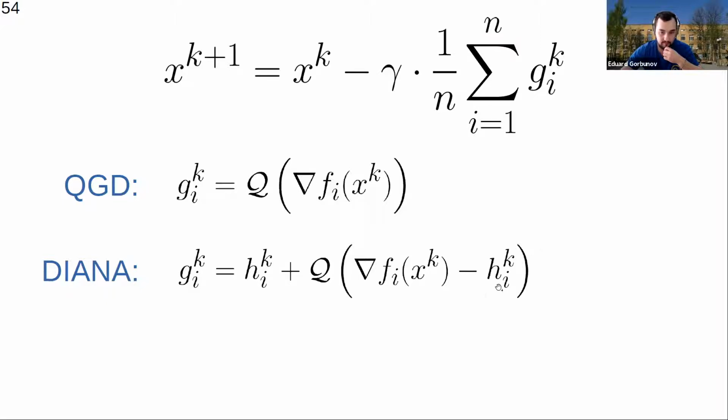And the main intuition is that these vectors, when k grows, become closer to the gradient of f_i at the point where we converge. So in the convex case, at the point where the function has its optimum, and in the non-convex case, to the gradient at the stationary point.